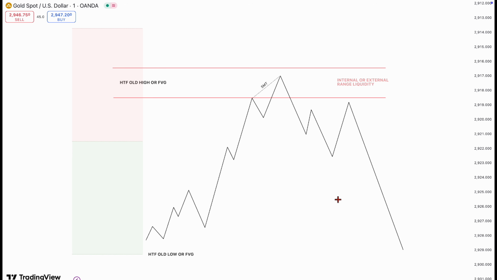Same thing over here for the bearish scenario, right? A higher time frame old high, or fair value gap in premium, which is either internal or external range liquidity. And if the price hits the internal or external, we want to see SMT form either on these highs or in these highs. And this is the key for valid market structure shifts or change in state of delivery.